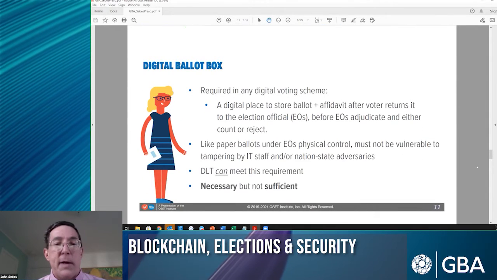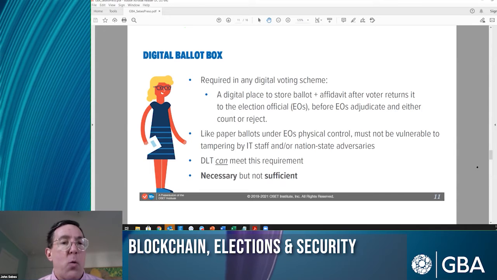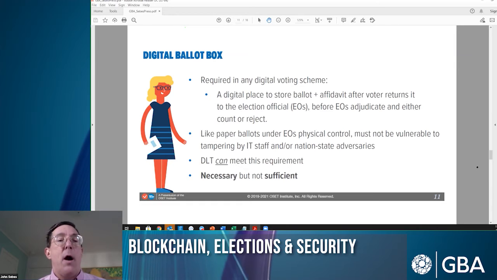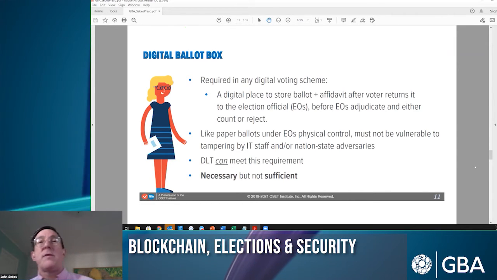So we're not going to use blockchains. We are going to use digital ledgers. How's that going to work? Well, a digital ballot box is one of those cases, and so are voter records. So Jeremy mentioned that before.